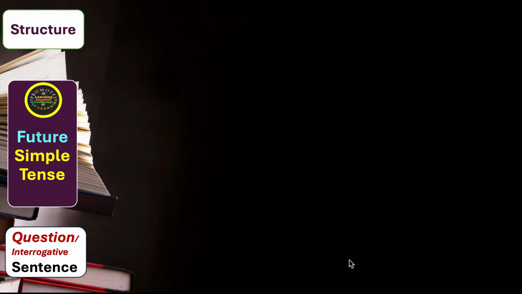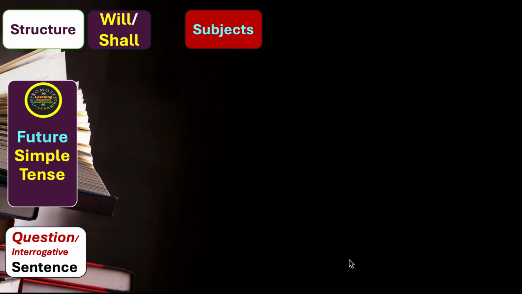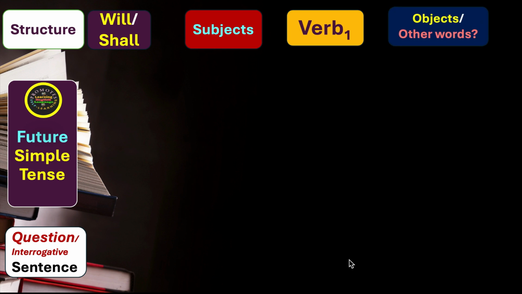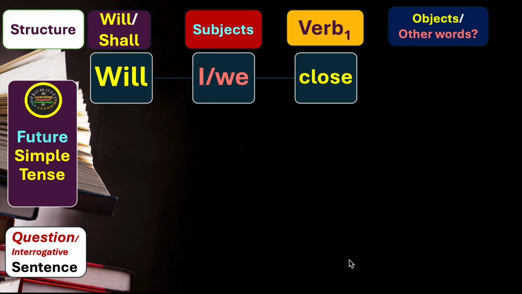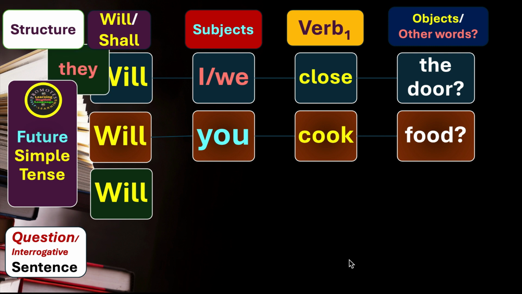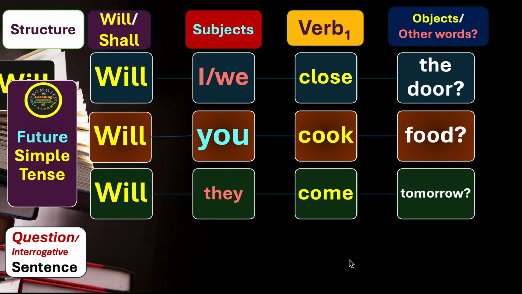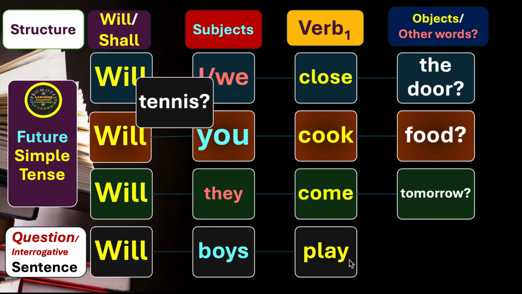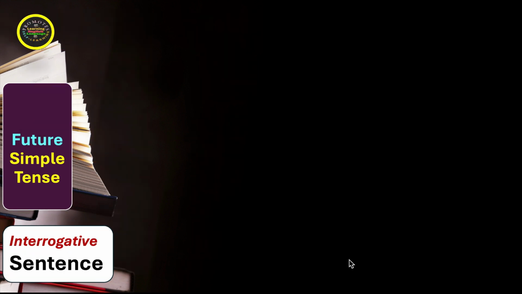Now we move on to the next stage, the structure of future simple tense in the question or interrogative form of a sentence. How? Let's see. In the question form, will or shall will come first, before the subject. Then we will have the first form of the verb, root form of the verb, original form of the verb, and then objects or other words. See the structure? Will I or we close the door? Will you cook food? Will they come tomorrow? Will boys play tennis?